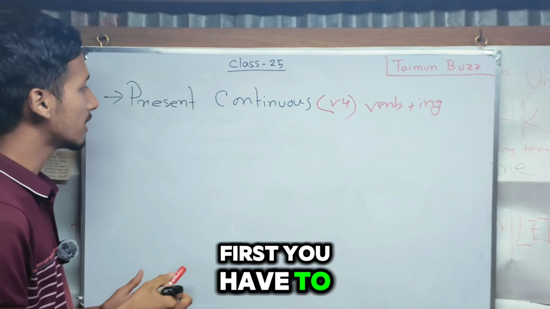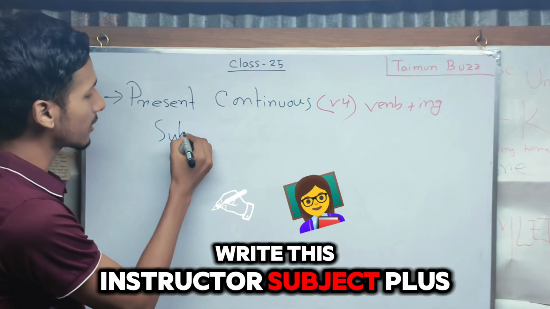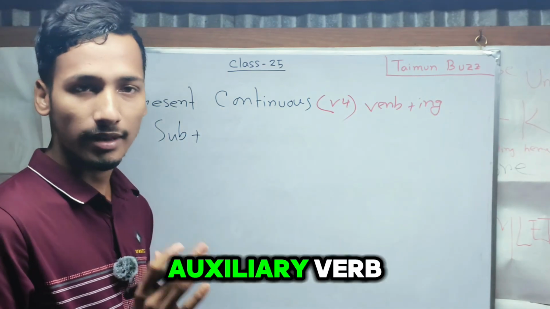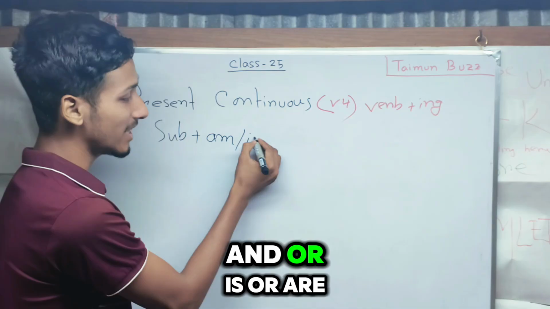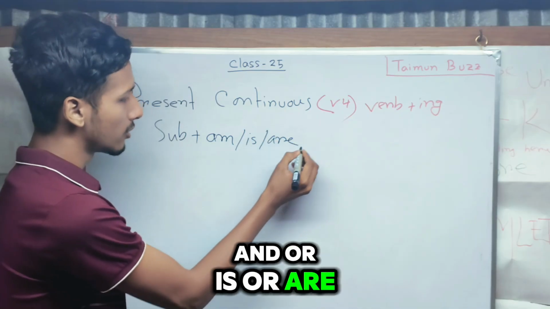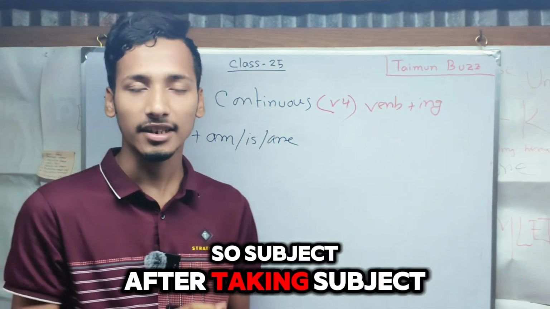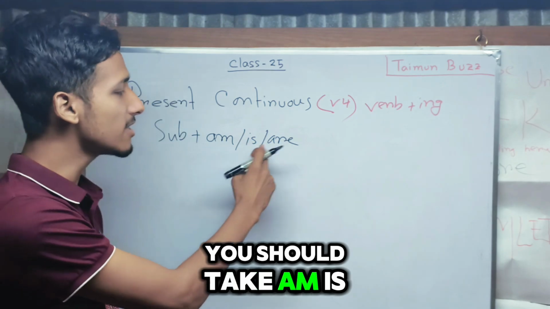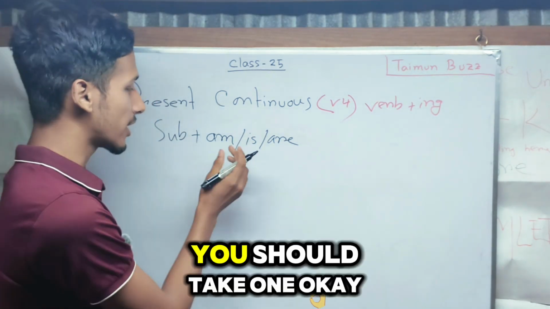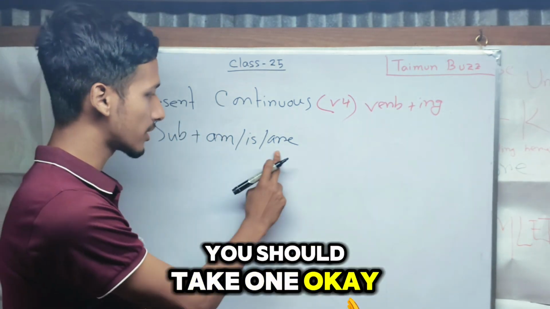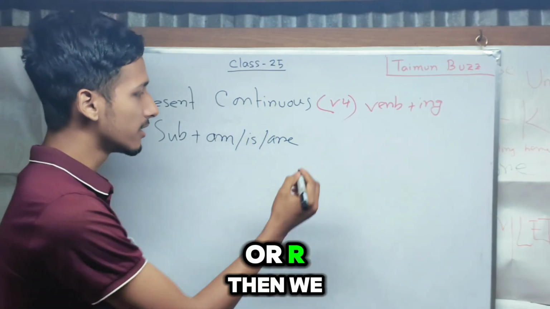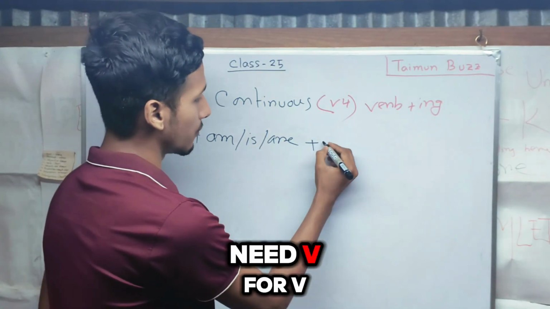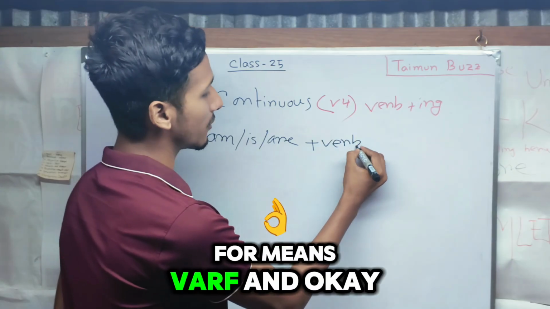First, you have to write this structure: subject plus auxiliary verb, am or is or are. After taking the subject, you should take am, is, or are. You should take one. It could be am, it could be is or are. Then we need V4. V4 means verb ing.